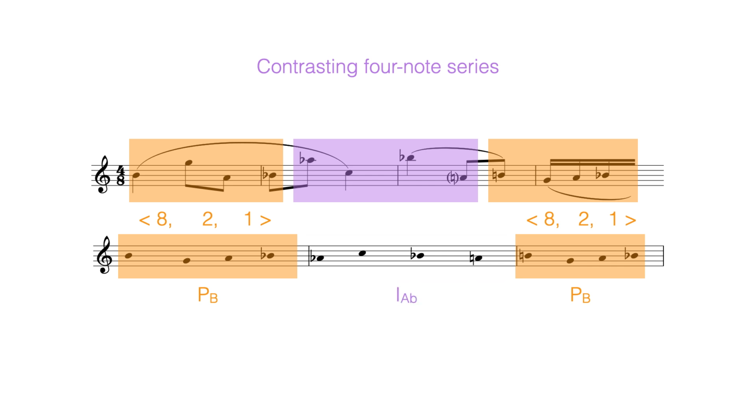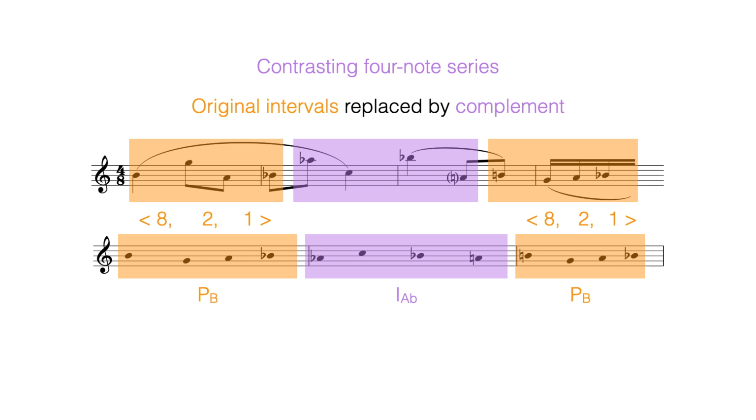It's labeled I, A flat, the inversion that begins on the pitch A flat. Each interval in the original series, 8, 2, 1, is replaced in order by its complement mod 12, 4, 10, 11. That's the definition of inversion. What goes up by some amount in one goes down by the same amount in the other, and vice versa.